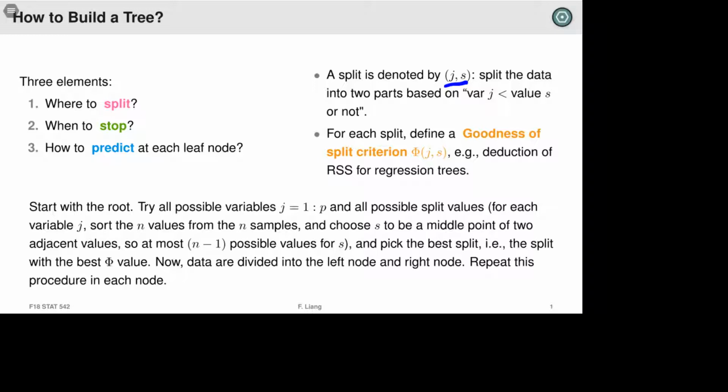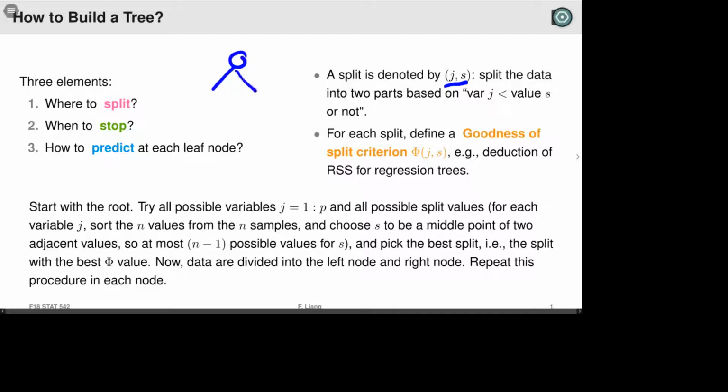So we know for regression, we evaluate the goodness of split by looking at, well, if we split at variable j at value s, meaning we divide our data into two groups now, left and right.